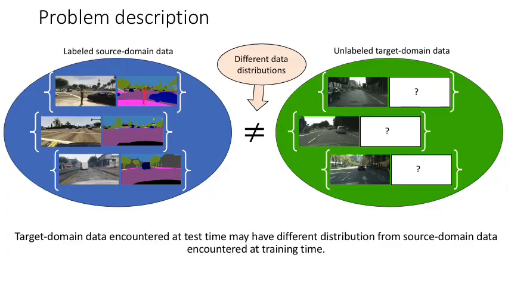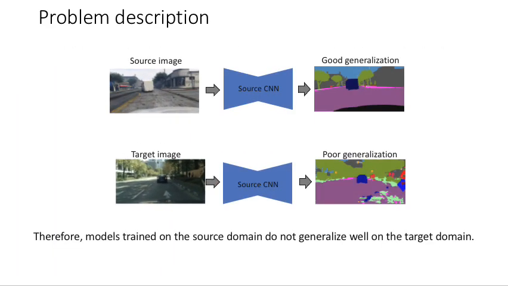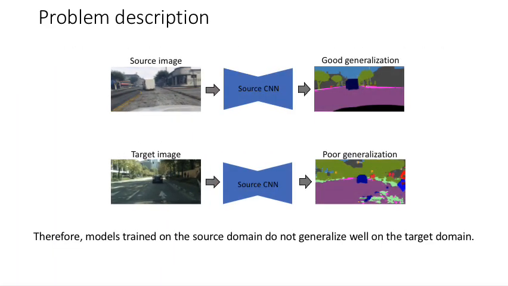A very common problem when deploying deep learning models in real world applications is that unlabeled target data encountered at test time may have different distributions from source data encountered at training time. For instance, let's say that we want to exploit synthetically generated datasets that come with rich ground truth to train models and then have these models perform well on real unlabeled images with different appearance properties. The main problem is that a model trained to perform well on a certain task on source data will not generalize well on target domain data.